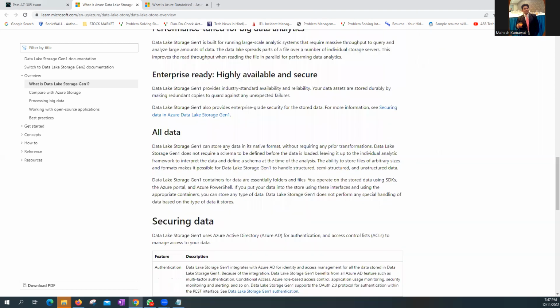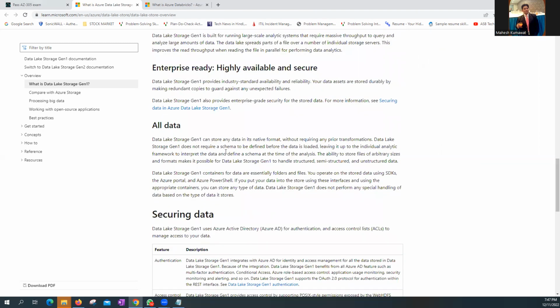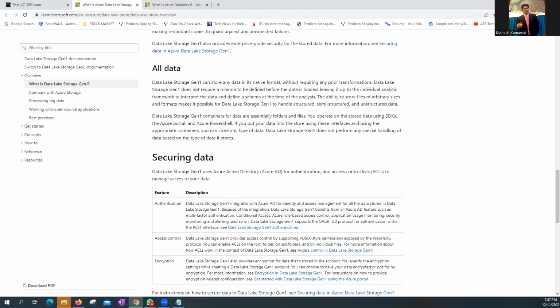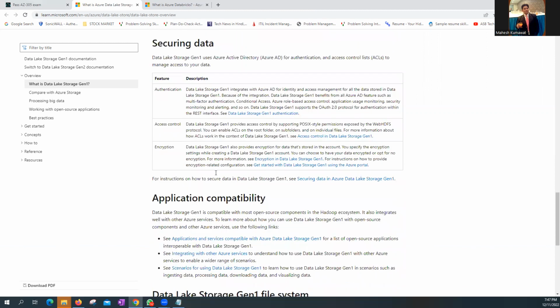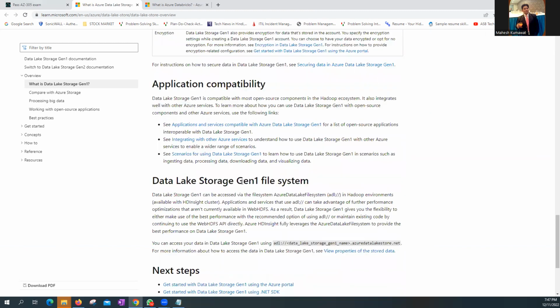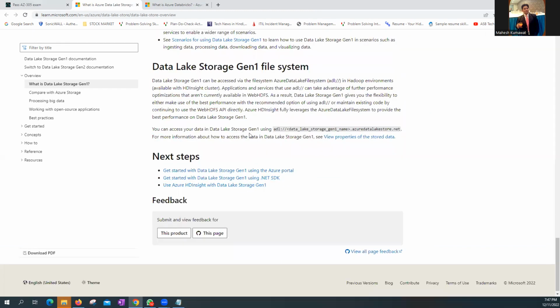So what is the best configuration of the servers you require from a Data Lake Storage point of view? We have Generation 1 and Generation 2, and then what capabilities do you require? This is all about authentication, access controls, and encryption, and then what type of file systems are working on it. We also have different pricing for Data Lake Storage.